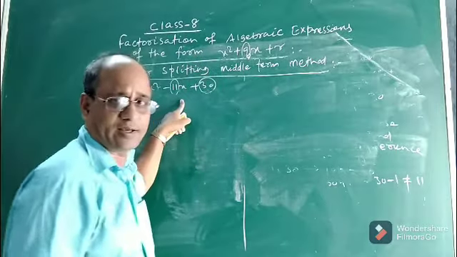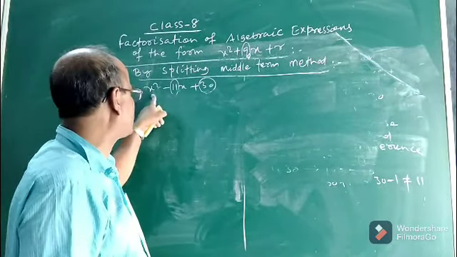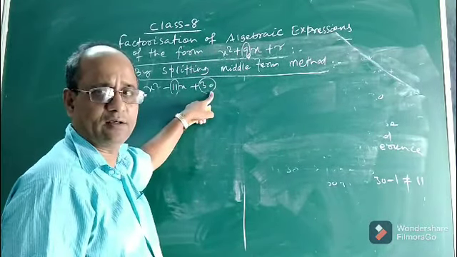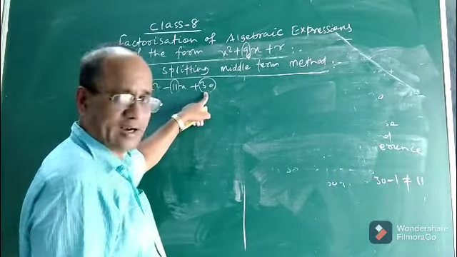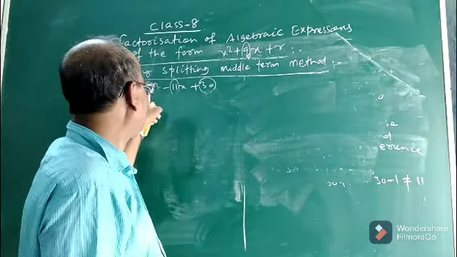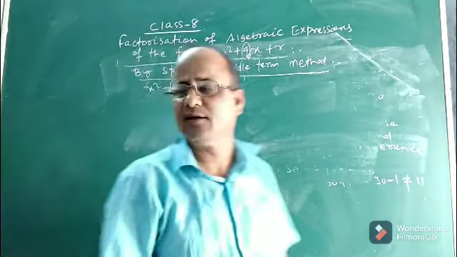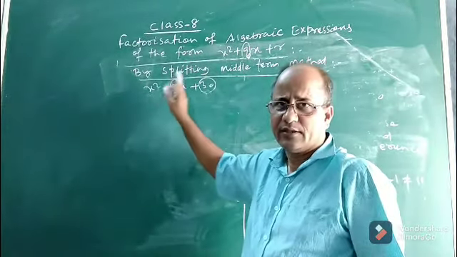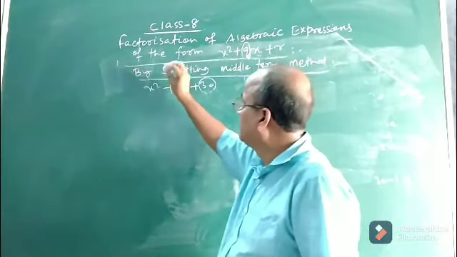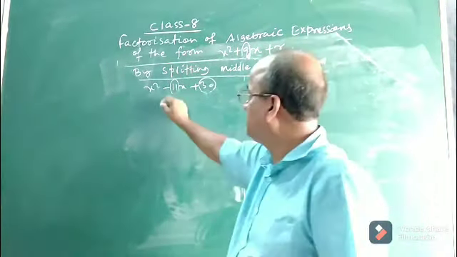Suppose you see, I have taken one example: x square minus 11x plus 30. Look at it. Here q is 11 and r is 30. And look at the variable. The variable is x, and the highest power is 2. That means the algebraic expression must be in this form.